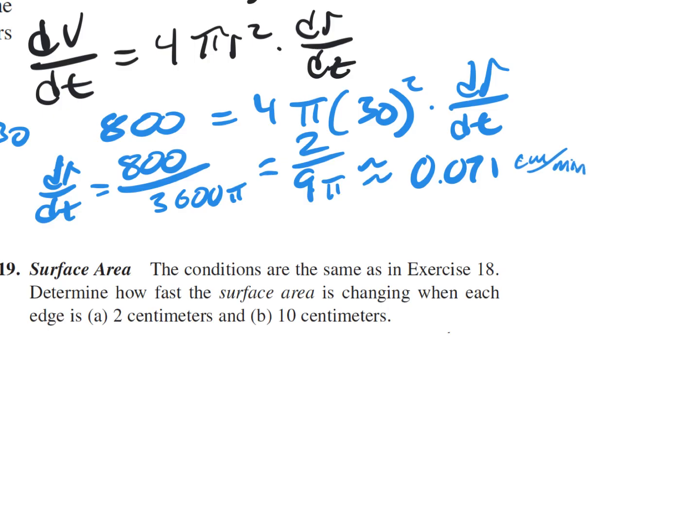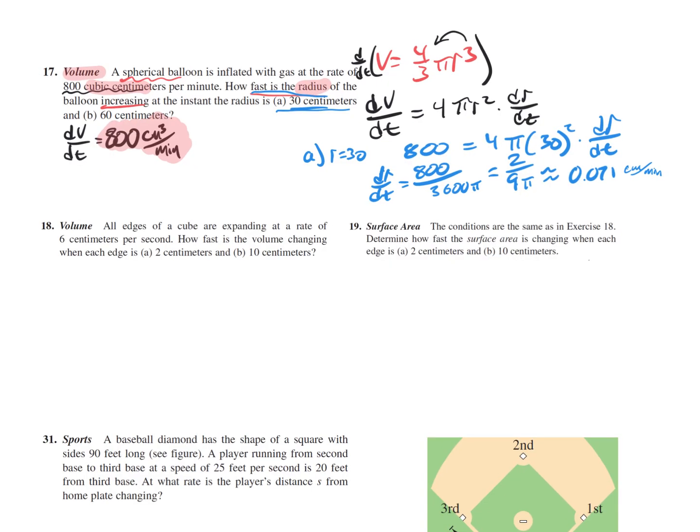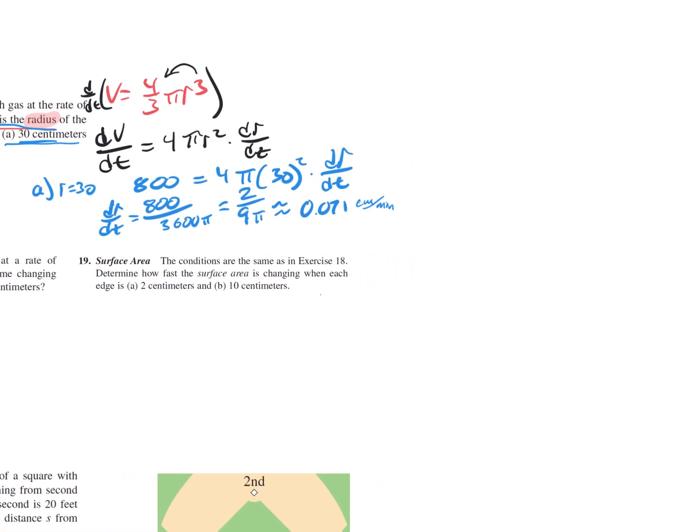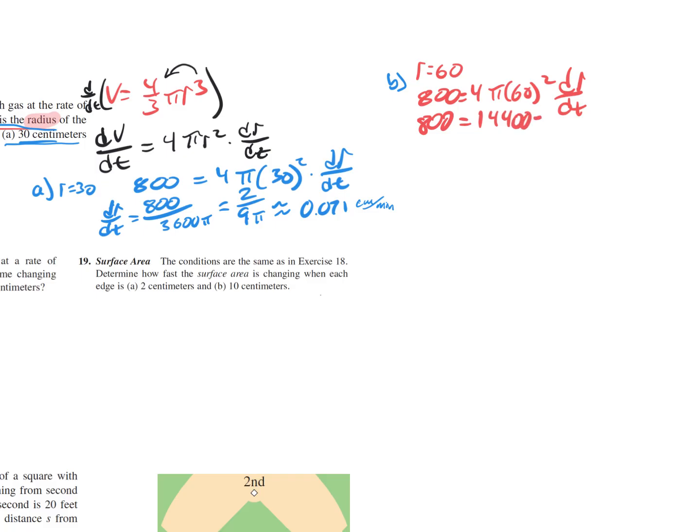Okay, now we're going to do the same thing, but what happens when the radius is 60? It's changing at a different rate. So let's check out part B, when the radius is 60. Well, we have 800 equals 4 pi times 60 squared dr/dt. 60 squared is 3600 times 4 gives us 14,400 pi.